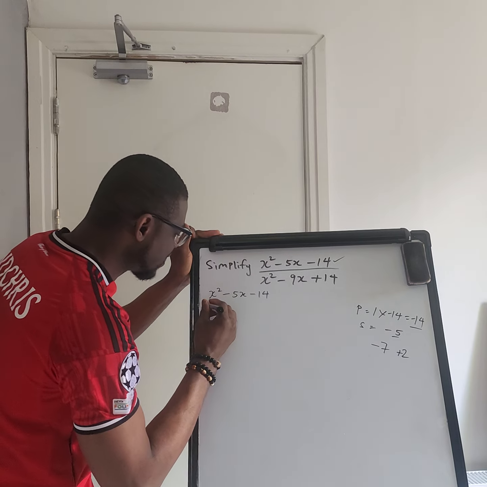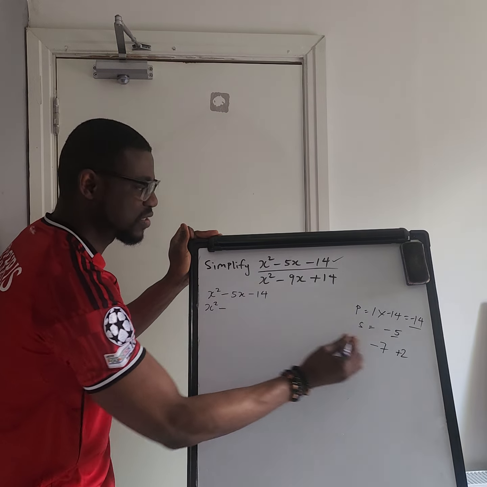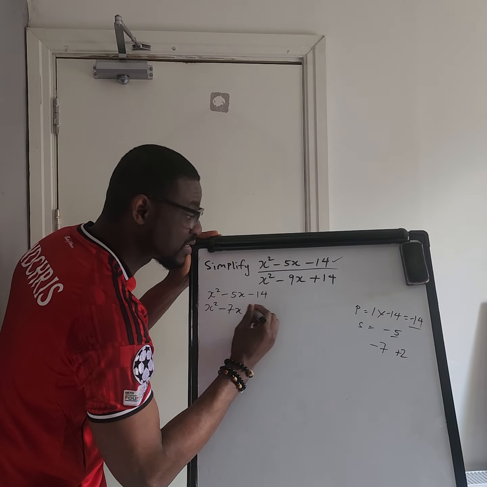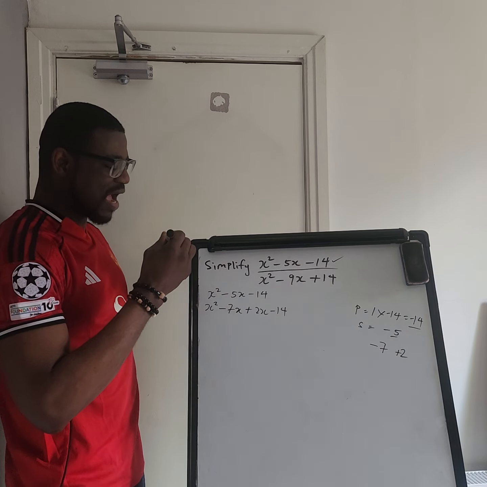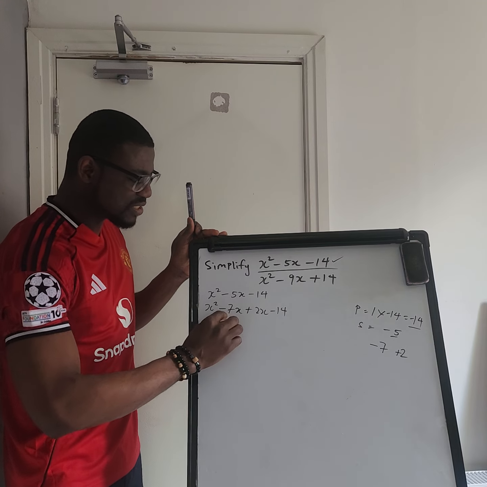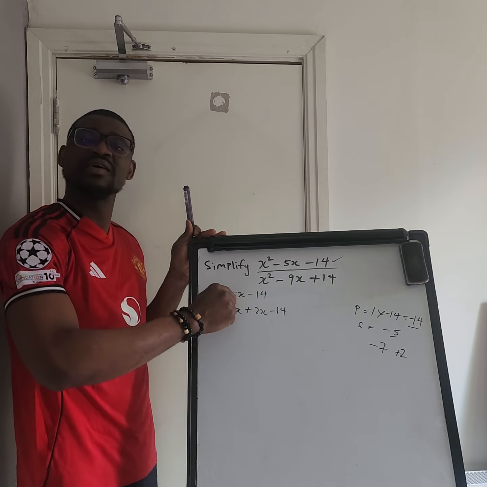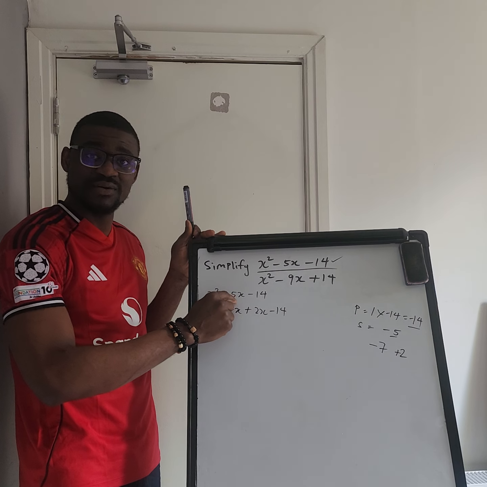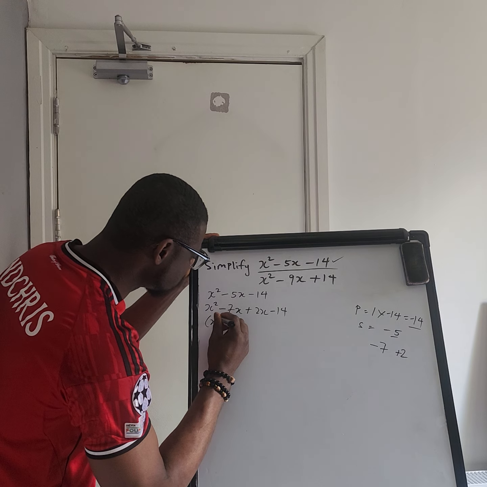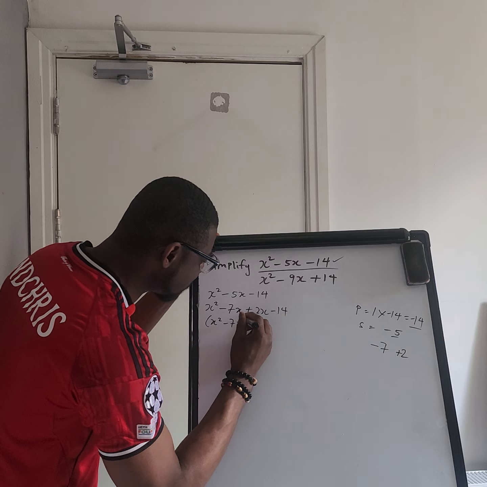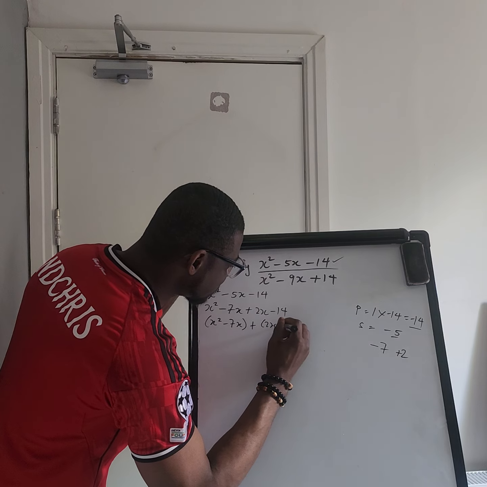So this becomes x^2 - 7x + 2x - 14. I have not done any magic. -7x plus 2x will give you back -5x. Have you seen it now? So we continue: x^2 - 7x + 2x - 14.